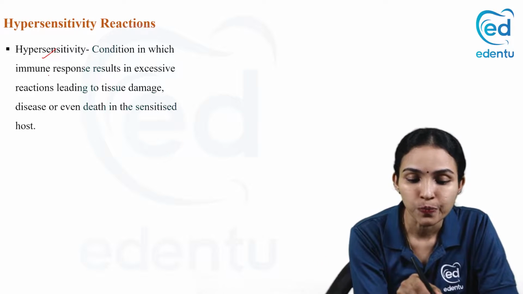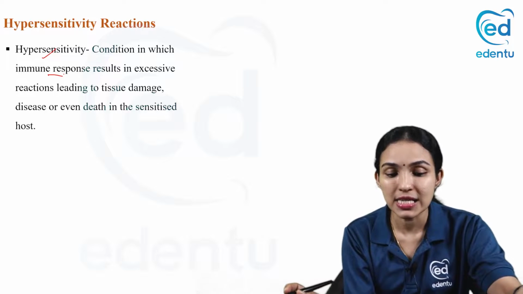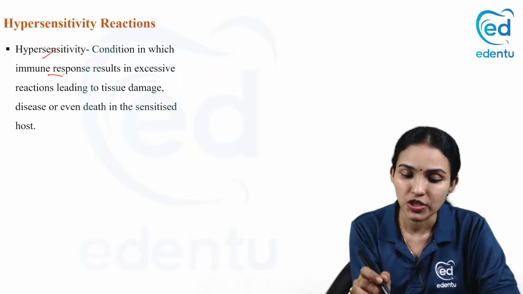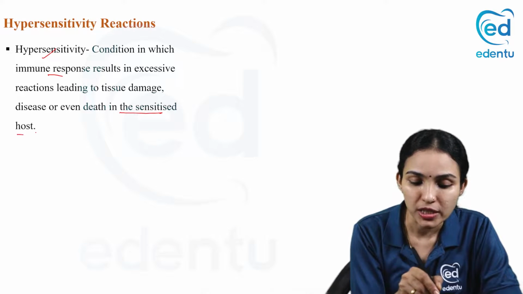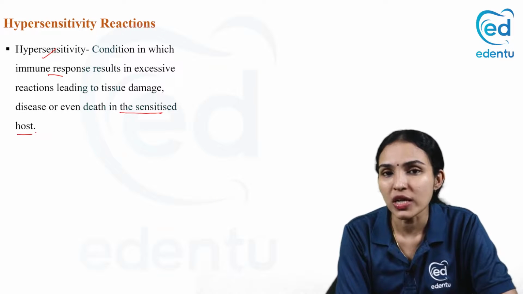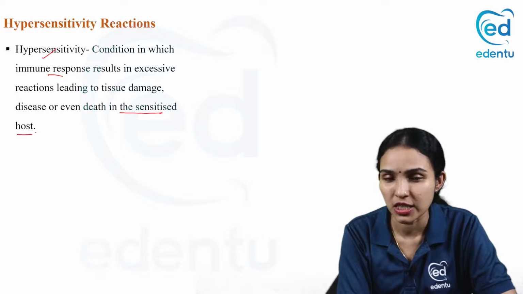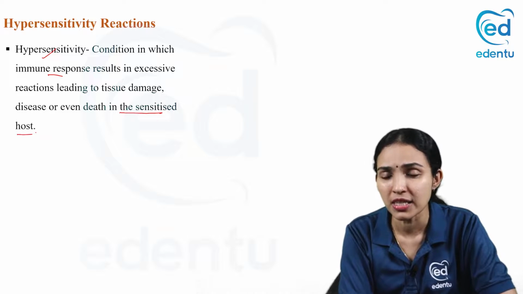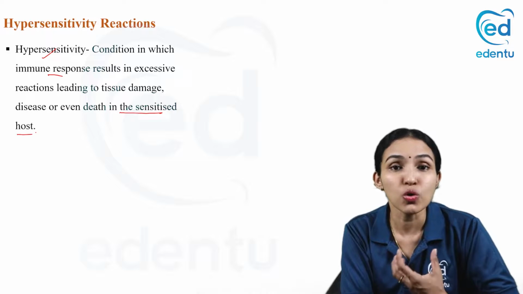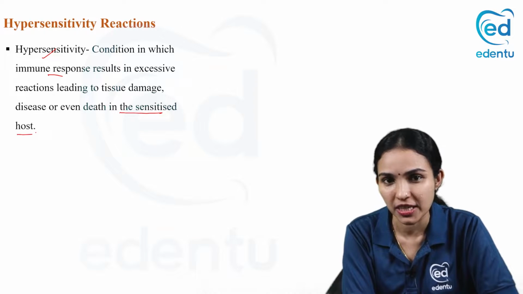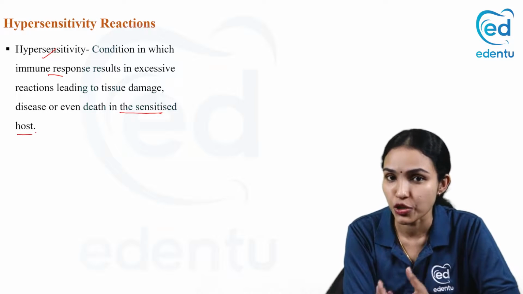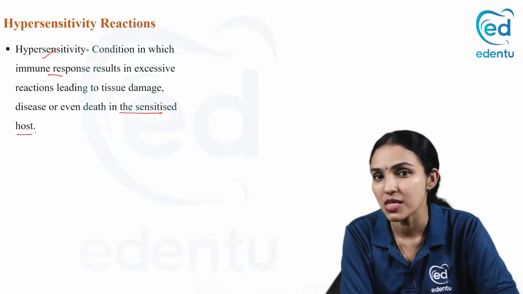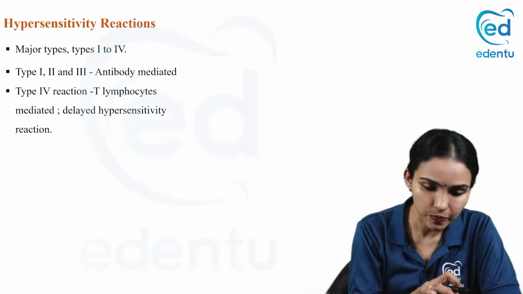So it's a condition in which the immune response results in excessive reactions leading to tissue damage, disease, or even death in a sensitized host. And this is very important: note, sensitized host. That means once a host is sensitized or exposed to an antigen for the first time, when the same antigen comes a second time in a shocking or exaggerated dose, the host will show an excessive reaction to that antigen. That in turn can lead to tissue damage, disease, or even death of the host. This is what is called hypersensitivity.